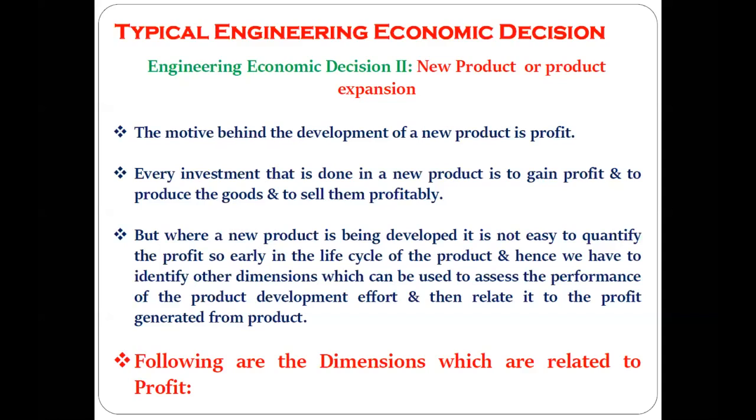Means what? This is the decision related with launching the new product or starting the production of a new item or new product. That is nothing but the second engineering economic decision, which can also be referred to as the product expansion. Now here the product expansion is mentioned because the decision can be related with launching or producing the new product, or with updating the existing product. Okay, you are getting.